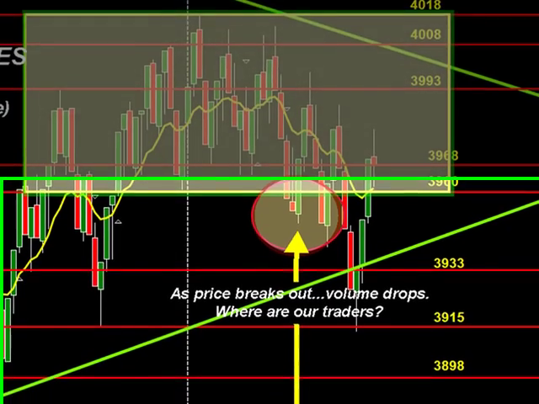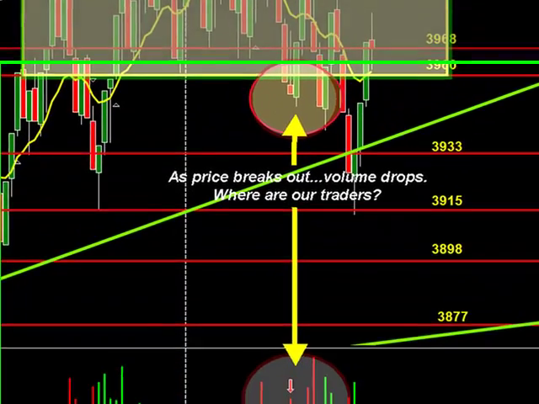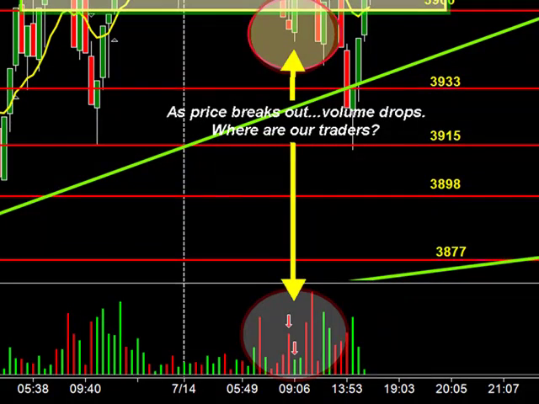your eyes all the way down to the volume indicator at the bottom of this chart. Now you'll notice as price breaks out, the volume drops. So we ask ourselves, where are all these traders? And more importantly, when we see the volume start to trickle off, start to really disappear towards the extremes of this yellow box, well, that tells us that there are very few people looking to participate in the market above or below this tight trading range.